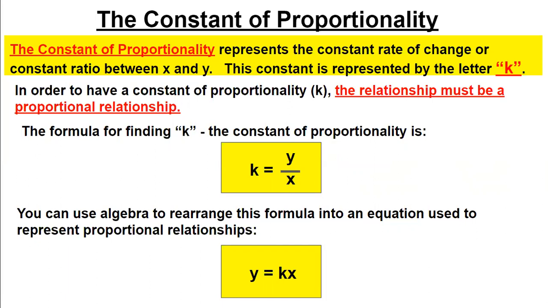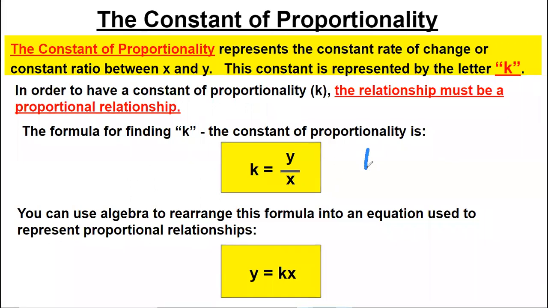So on our previous slide, what we were doing is taking the table and putting y on top and x on the bottom, and dividing those two numbers, whatever they were in the table, and getting some kind of constant number. So the formula for K is exactly what we just did in the previous slides. Divide the y number by the x number. That's your constant of proportionality.